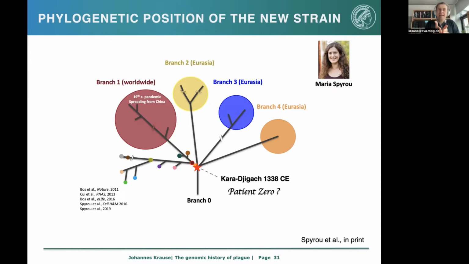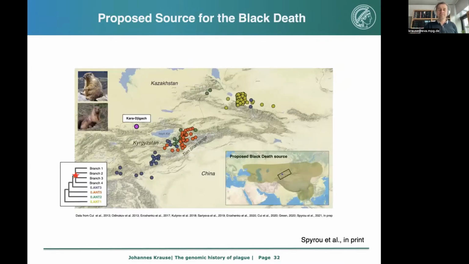That is really where it emerged, basically the strain that is the most recent common ancestor of a large part of the genetic diversity today and of those four major branches within the plague phylogeny. So it's basically, if you want, patient zero, but as close as it goes to patient zero, it's literally the common ancestor genome that we have discovered here.